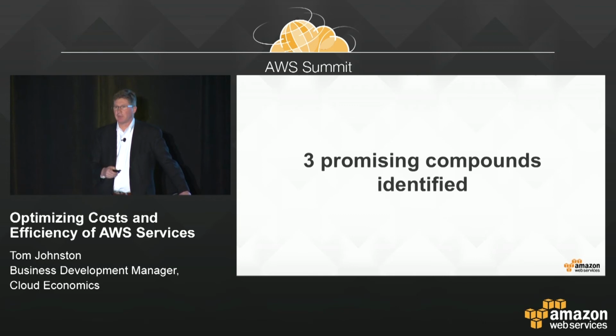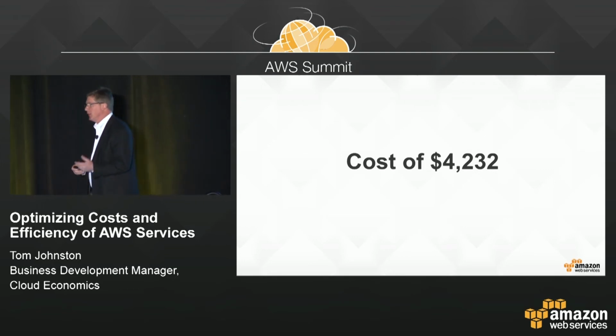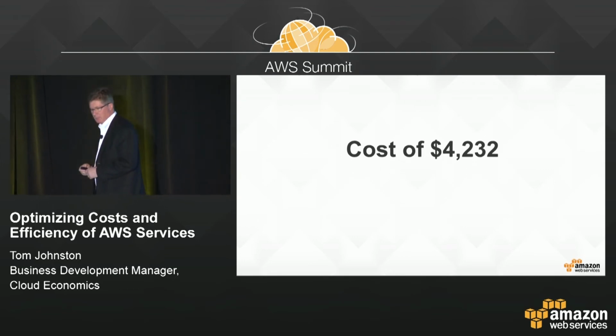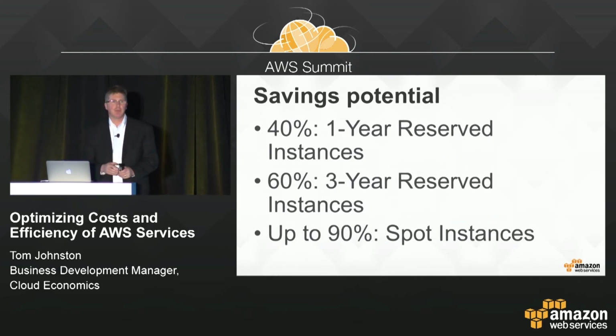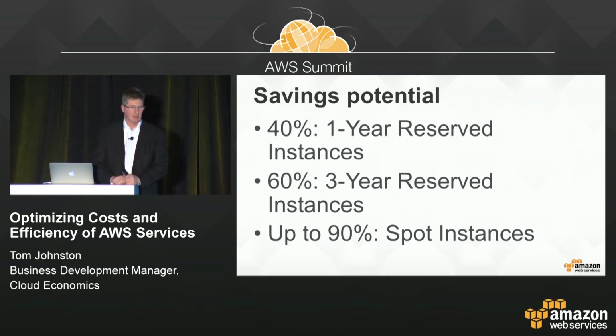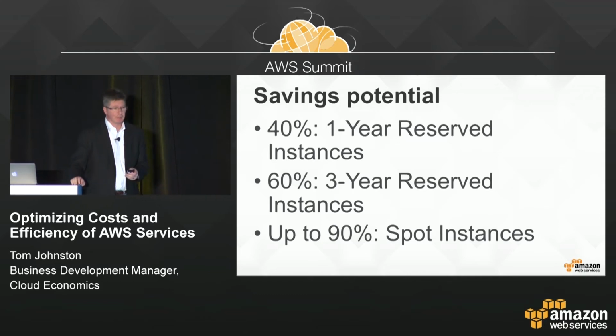They identified 3 promising compounds, and they spent $4,232. Okay, so for less than the price of a server, they did all that. Pretty good, eh? Now, what's the savings potential of these? Again, 40% savings for a 1-year RI, 60 for a 3-year RI, and up to 90% for spot instances. I would not model 90% for spot. I would model around 75.